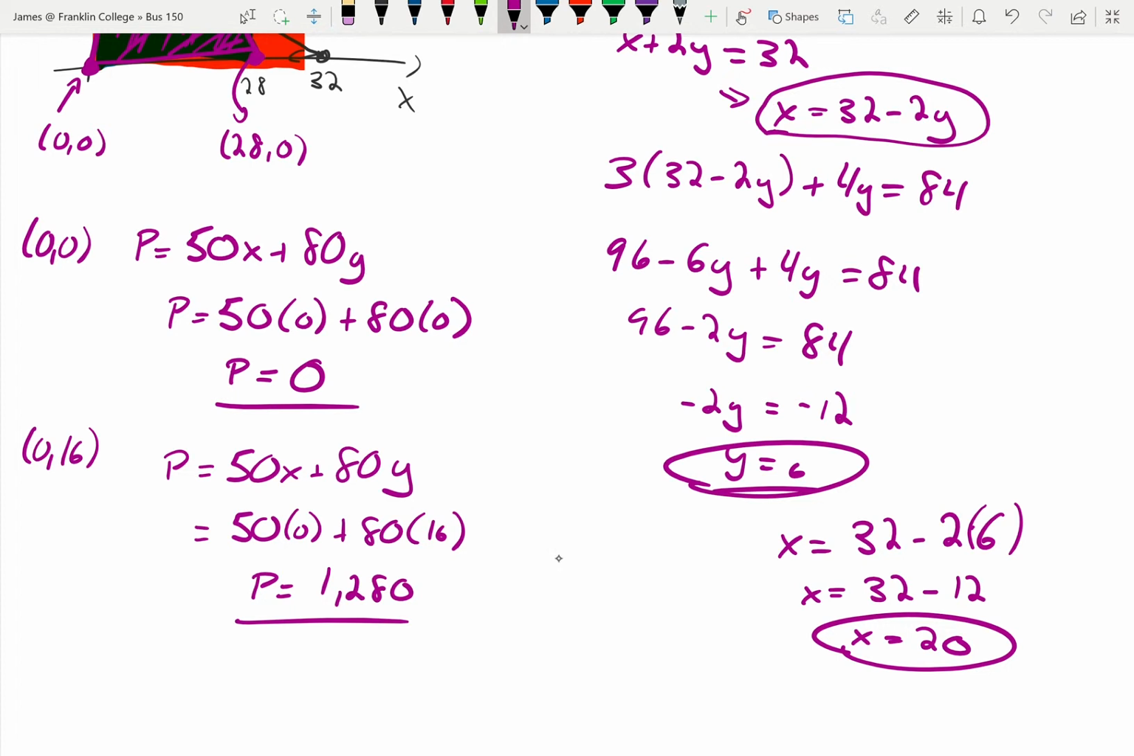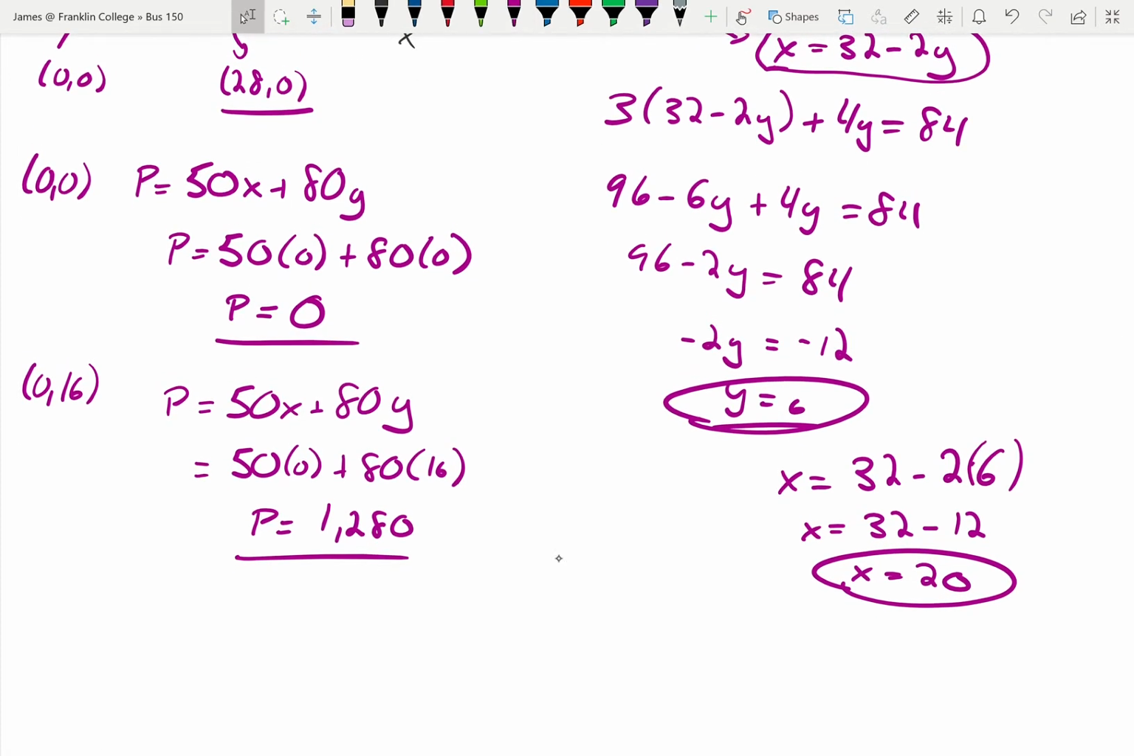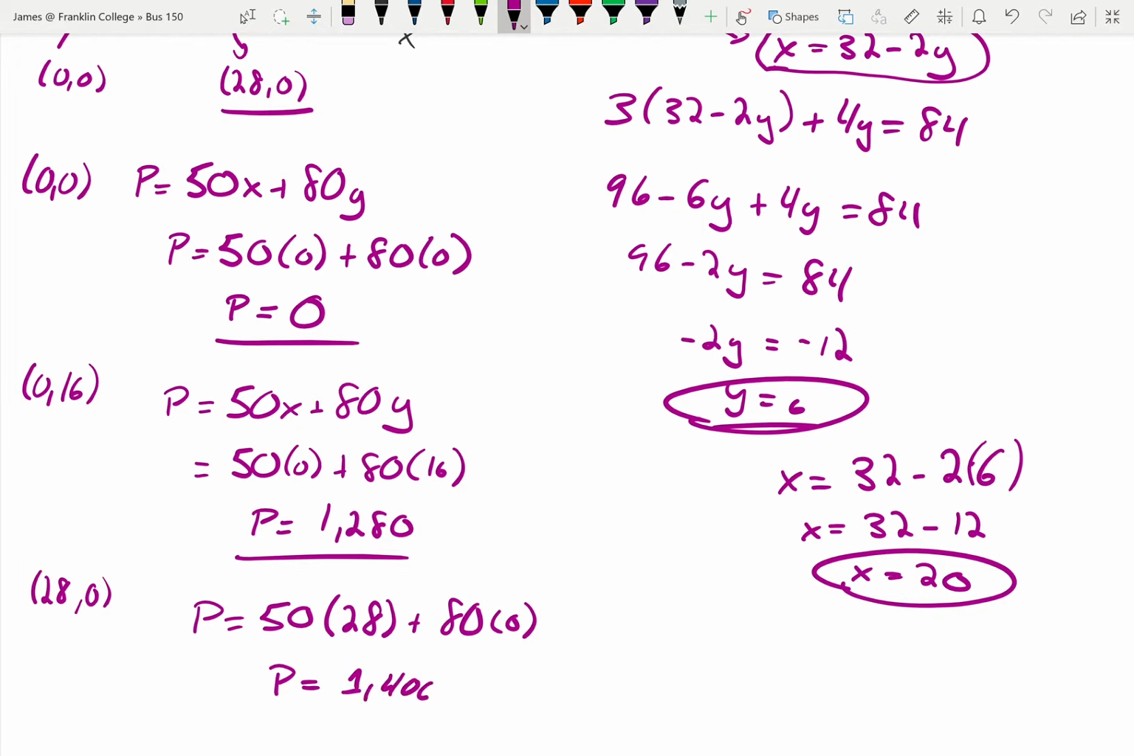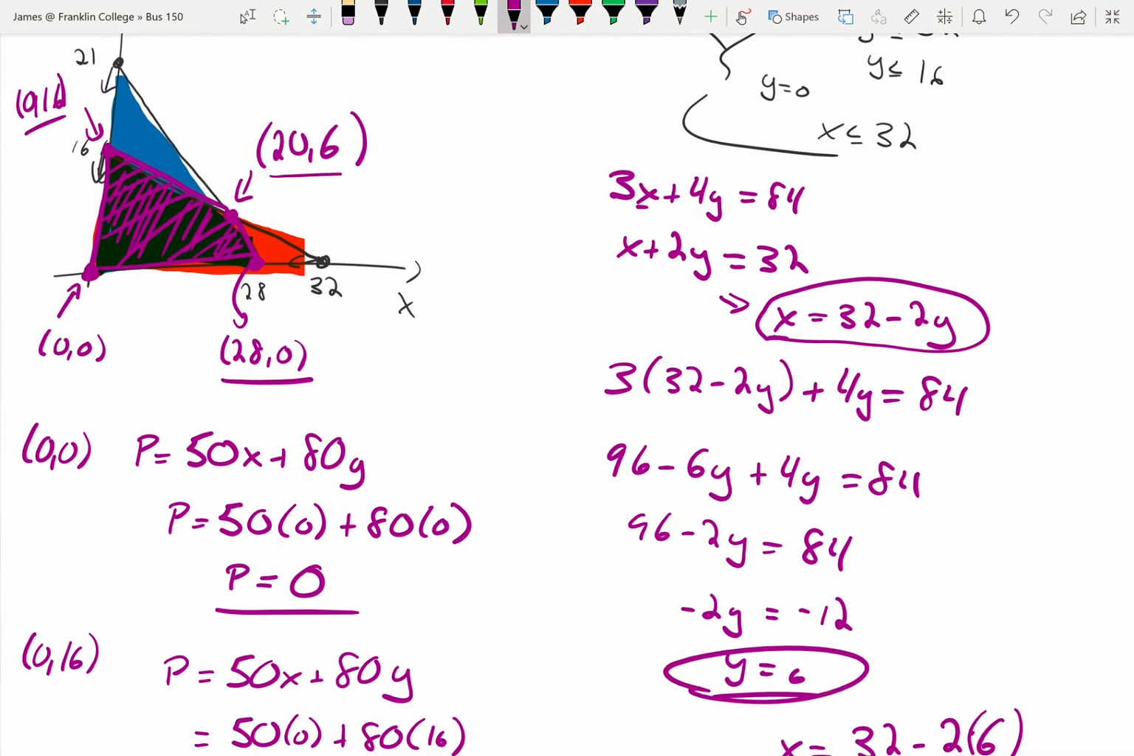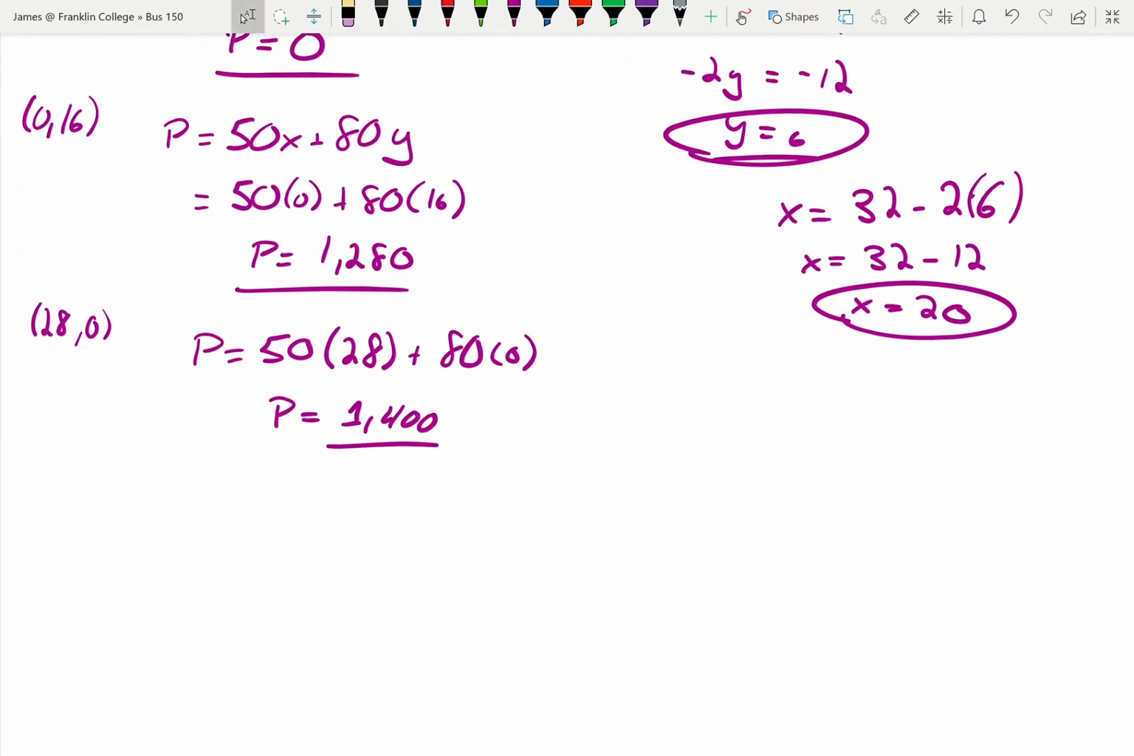Alright, let's deal with this next point that could possibly maximize the profit function. That's the point (28, 0). So dealing with the point (28, 0), the profit function is still going to be 50 times 28 plus 80 times 0. 50 times 28 is just going to be 1,400. Alright, so let's deal with this last one, (20, 6), as a potential point that can maximize our profit function.